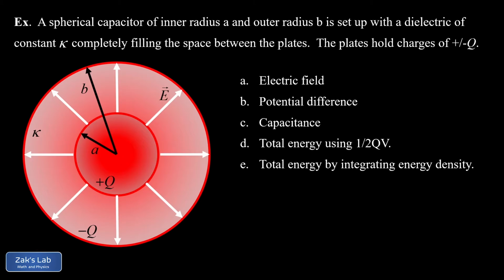I have an inner conductive shell with a radius of A and an outer conductive shell with a radius of B. What's different this time is that we filled all the space between those plates with a dielectric material that has a dielectric constant of kappa.